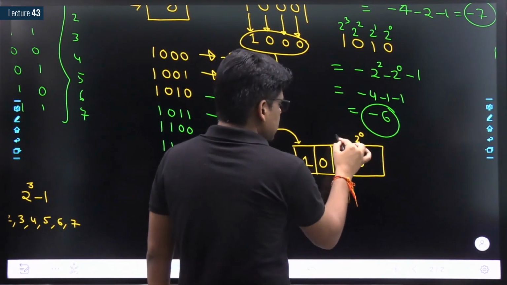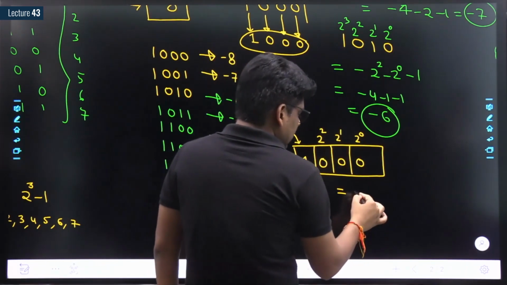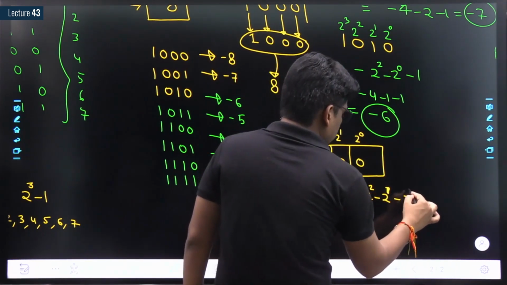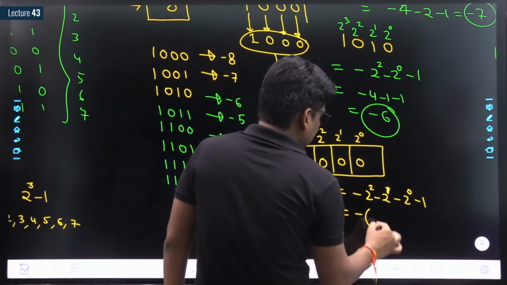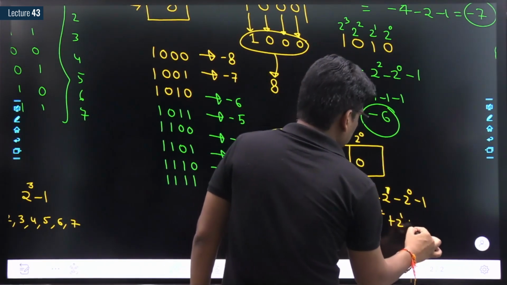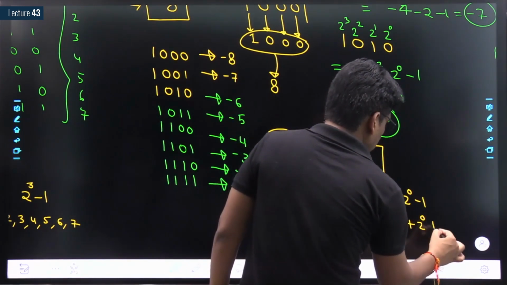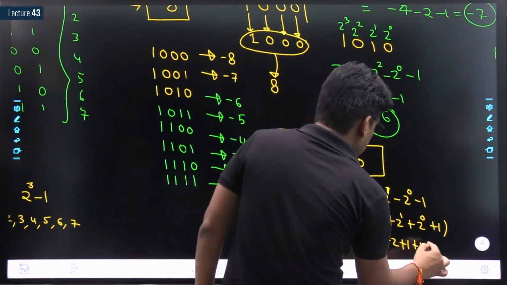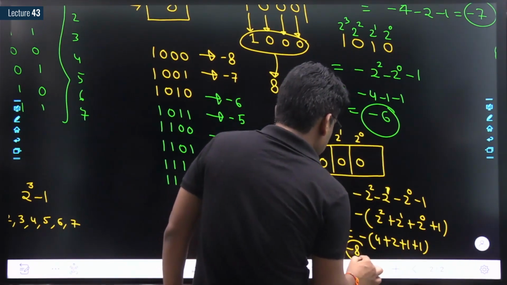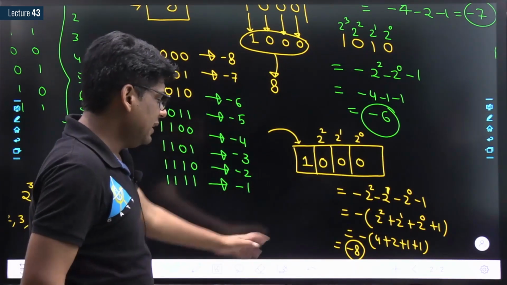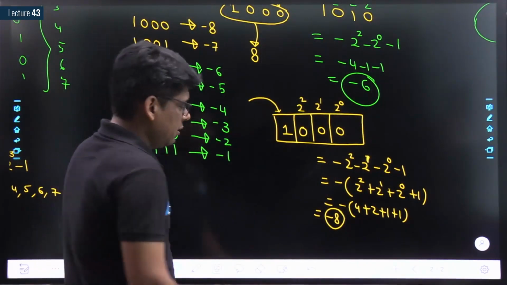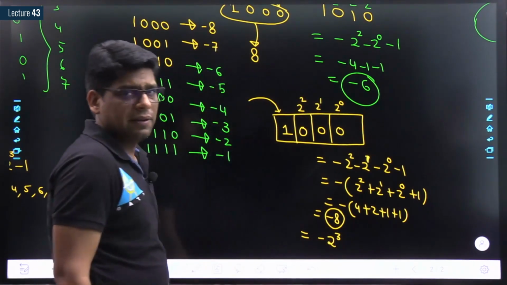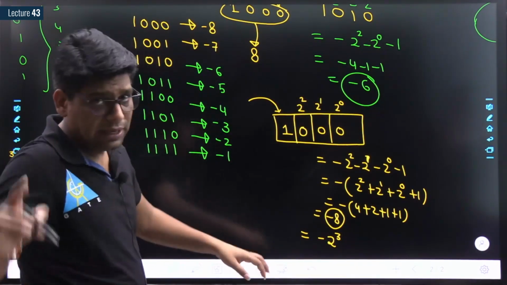Sir, focus on 0. So again, 2 to the power 0, 2 to the power 1, 2 to the power 2. Sir, can I say minus of 2 to the power 2, minus of 2 to the power 1, minus of 2 to the power 0, minus 1? Okay, minus 2 to the power 2, 2 to the power 1, 2 to the power 0 plus 1. What is the answer? Minus 4 plus 2 plus 1 plus 1. So it is nothing but minus of 8. Can I say it is nothing but minus of 2 to the power 3? Yes, sir. Why? Think about it.